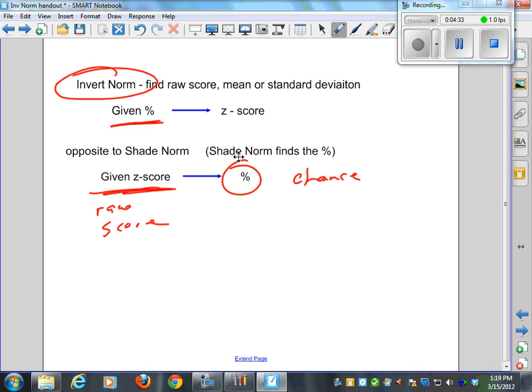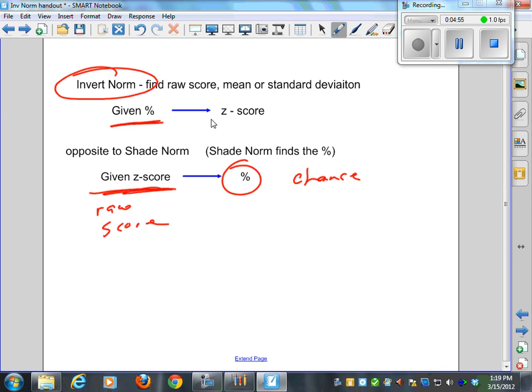Okay? Invert norm is the opposite. And yes, I'm going to show you an example. Invert norm is given a certain percent, find the cutoff, find the raw score, find the z-score for that particular percent. Okay? And I will give you an example, but that's kind of an important difference. Invert norm is the opposite to shade norm.